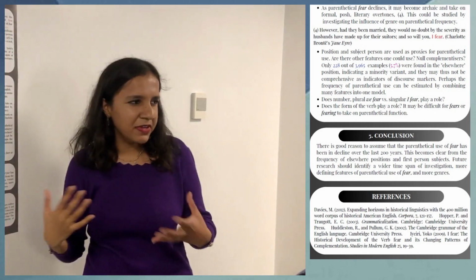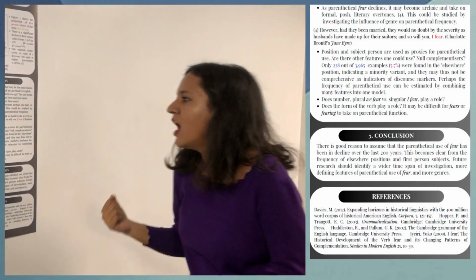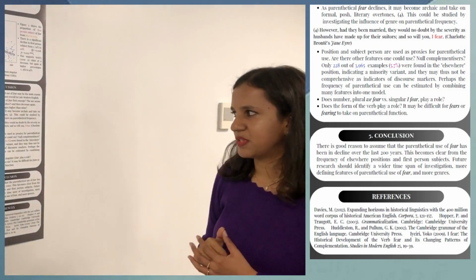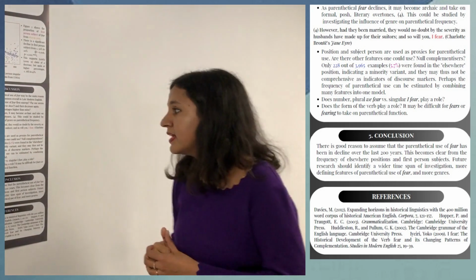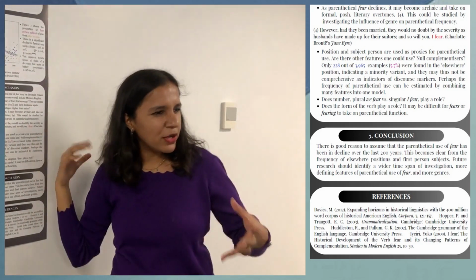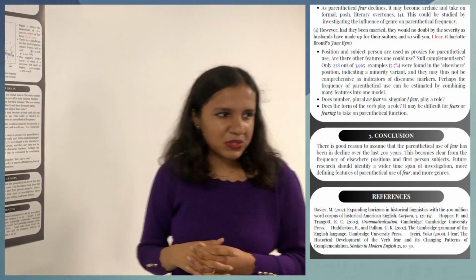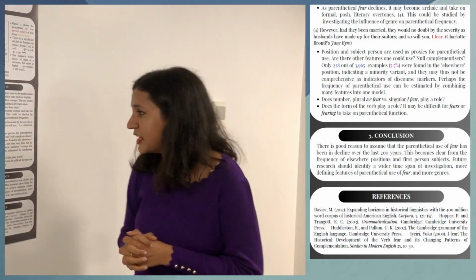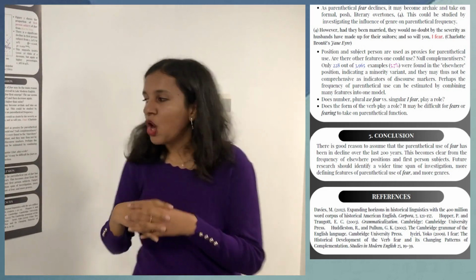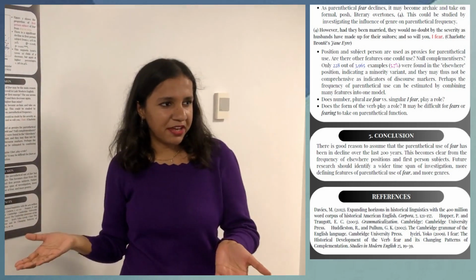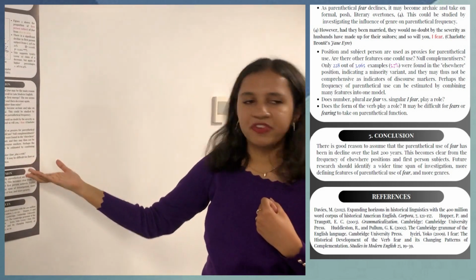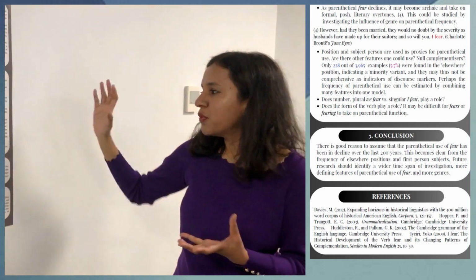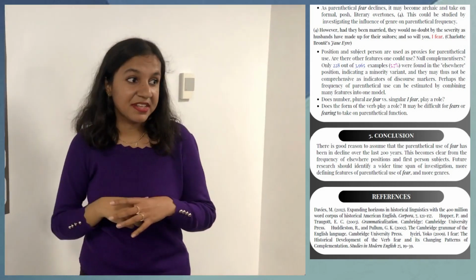Are there other features that we can use? Maybe null complementizers. The findings also suggest that only 5.7% were found in the elsewhere position, indicating a minority variant, and thus they may not be comprehensive as indicators of discourse markers. Perhaps the frequency of parenthetical use can be estimated by combining many features into one model. What about plural we fear versus singular I fear? And what about the form of the verb fear? Does it play a role? It is also worth noting that it's difficult for fears or fearing to appear in the parenthetical function.